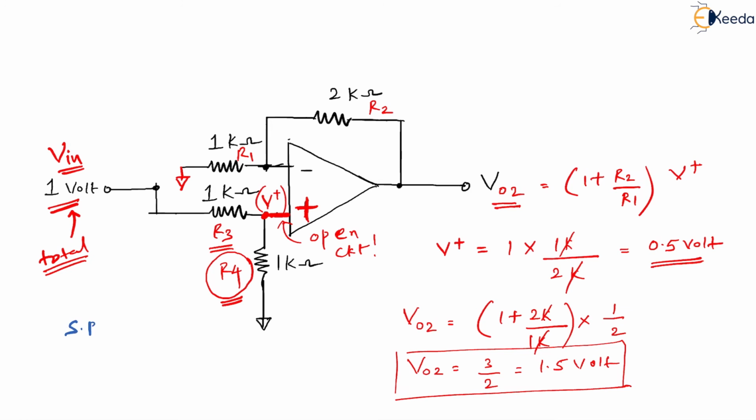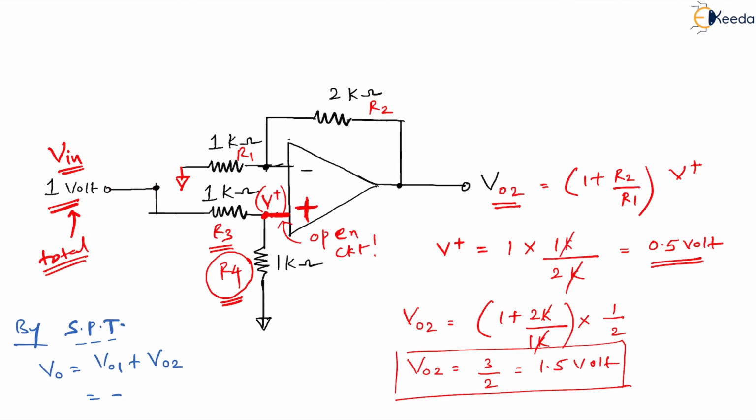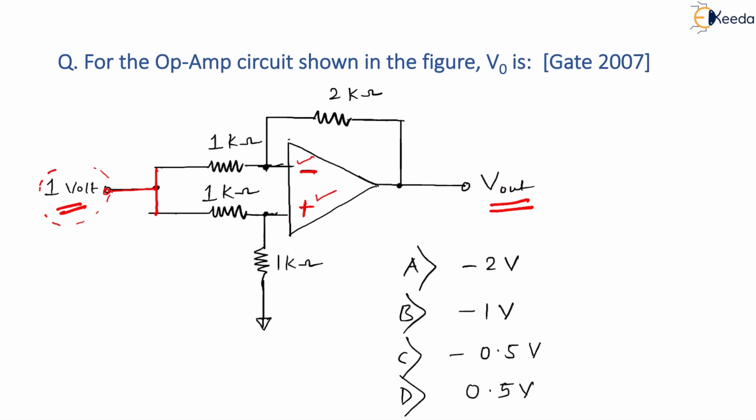But we have to apply the superposition theorem. So by SPT, that is by superposition theorem, I can say that total voltage V0 is V01 plus V02. So what was V01? Let us go back and check. V01 was -2 and V02 is plus 1.5. So it comes out to be minus 0.5 volt. Let me go back to the question and see which is the correct option. Minus 0.5 volt indicates option C is the correct option.